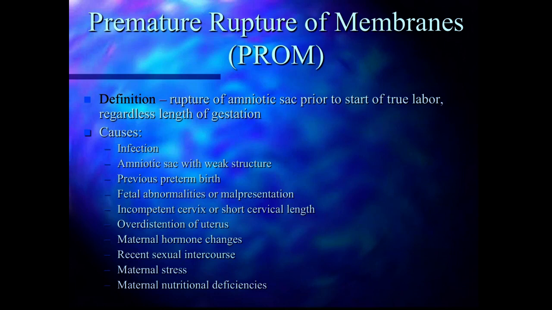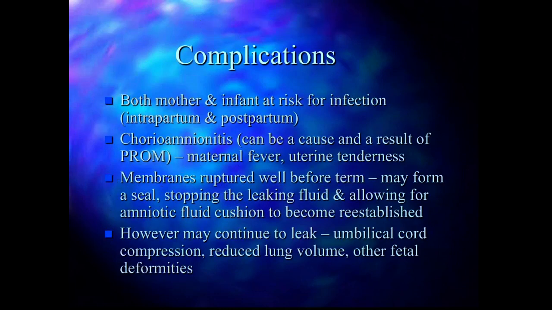We know that semen has prostaglandin. Prostaglandin does soften the cervix, and that's a great thing for when you want to try to induce labor, but if it causes rupture of membranes and no labor, you have PROM. Maternal stress and maternal nutritional deficiencies.